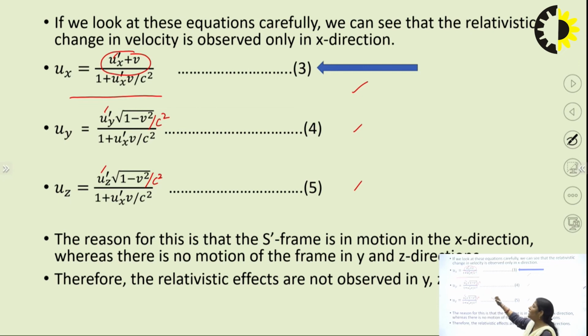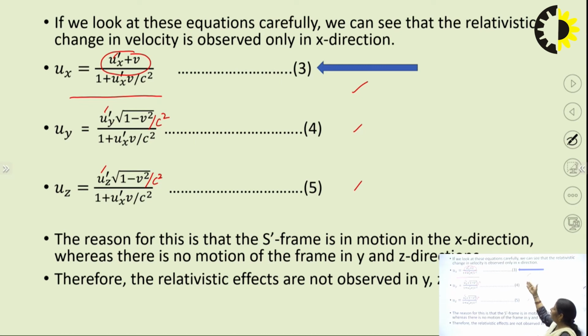It is not that they will not transform. They will transform, but they will not transform in the way that the x component is transforming. They will not transform in the manner in which the x component is transforming. So that is the difference in the direction in which the motion is taking place. All right. So this is a big point in relativity. This is what needs to be observed from here.